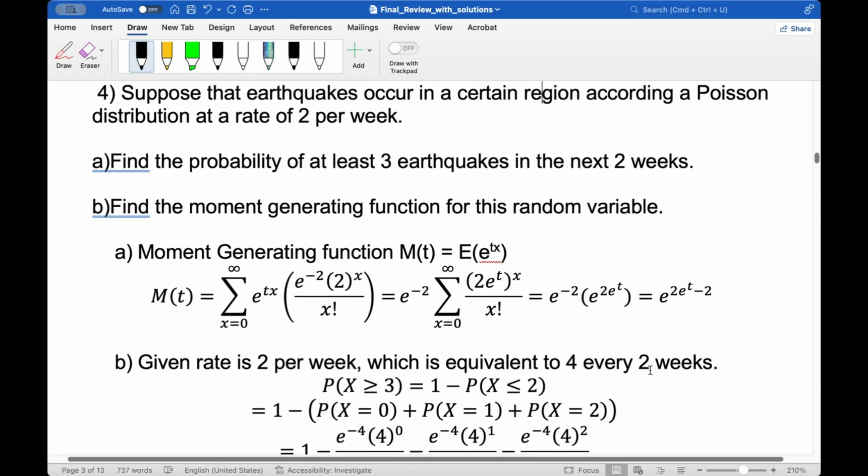And then the first part was, I think I have these labeled backwards here. So the other part was the moment generating function, expected value of e to the tx. We have a discrete situation, so we're summing e to the tx times the PMF, which is e to the minus lambda, lambda to the x over x factorial.